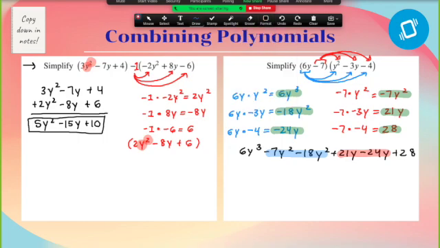So as our answer, we get 6y to the power 3, negative 7 minus negative 18 gives me negative 25y squared. Positive 21 minus 24 gives me negative 3y. And then I just drop down the positive 28. And that would be my final answer. Done.